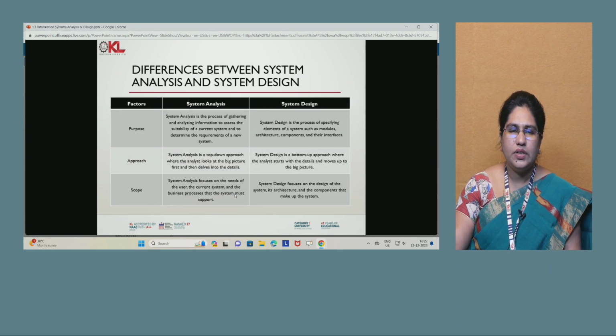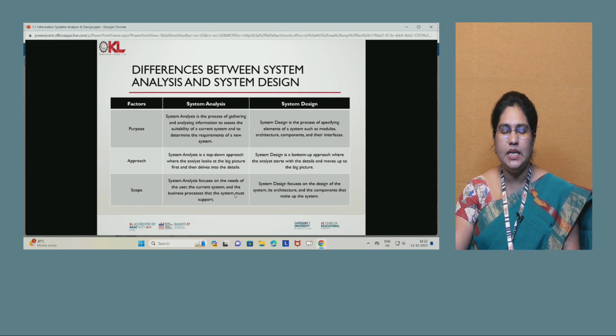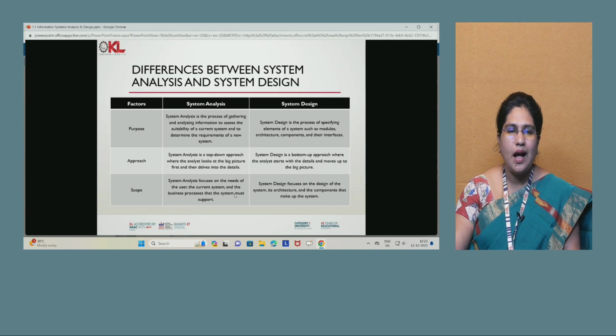After discussing system analysis and system design individually, now we are picking some differences between these two. I have mentioned a few differences here. These are the factors in which we can find differences. First, the purpose. What is the purpose of system analysis? It is going to collect and analyze the data. Whereas system design is going to create the design. That is one difference in purpose.